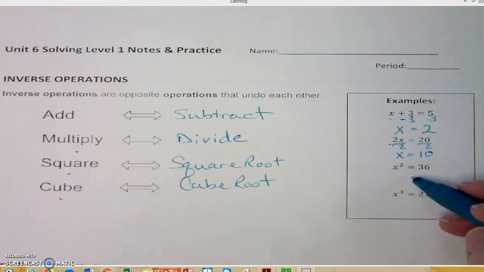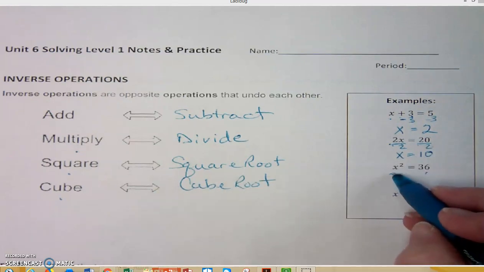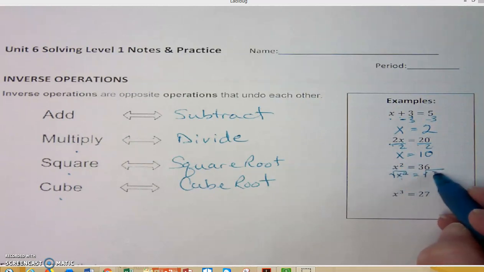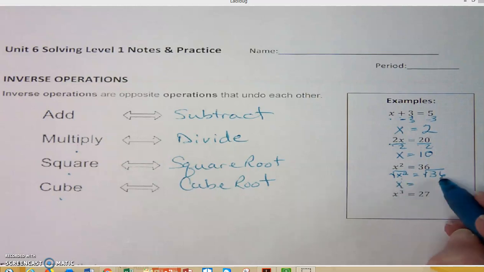So now this is a little bit trickier. You have x squared equals 36. The inverse operation for square is square root. So this means we're going to take the square root of x squared. What you do on one side of your equation, you do to the other side. The square root of x squared would be x, and the square root of 36 would be 6, plus or minus 6.